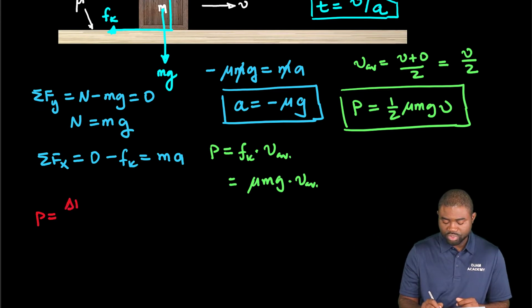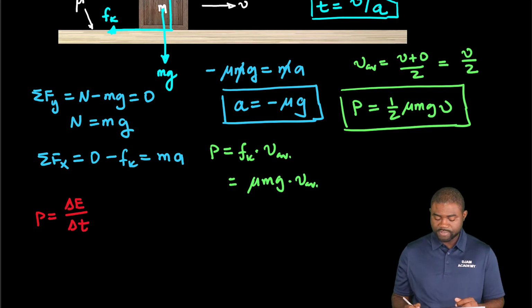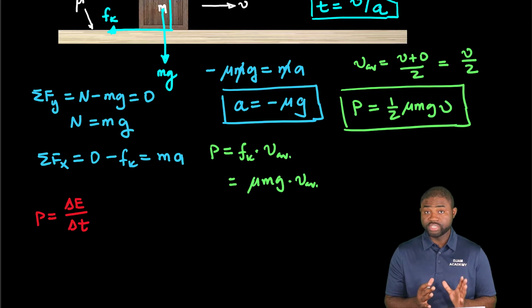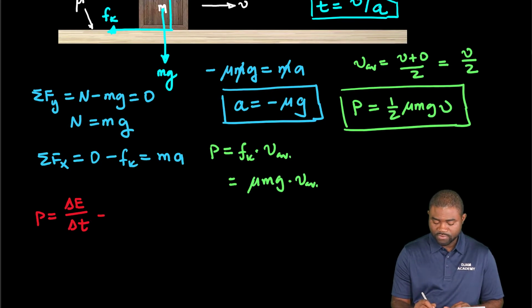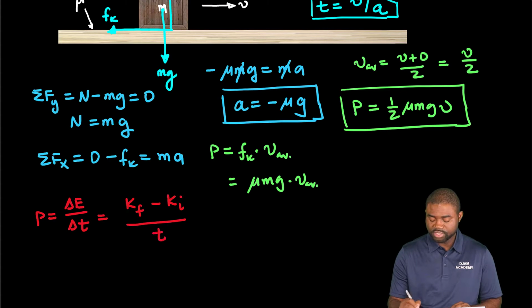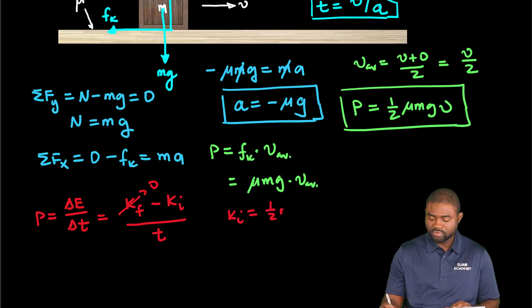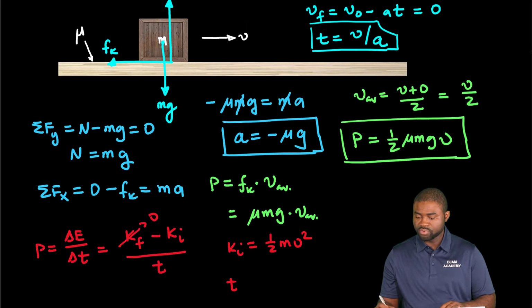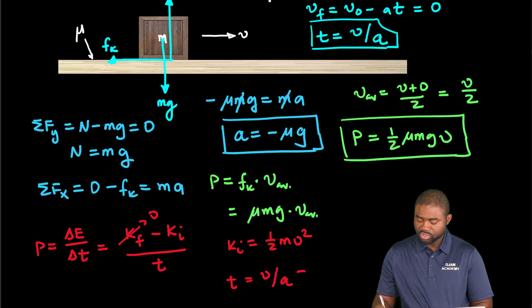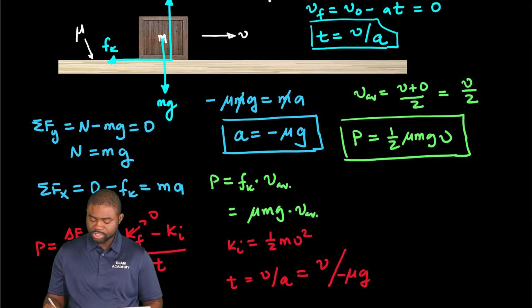Now, for the second method, we can use the fact that the average power P is just equal to the rate at which the energy is transferred, all divided by t. Now, the energy transferred here is the change in kinetic energy. That means that this is equal to the kinetic energy final minus the kinetic energy initial, all divided by t. Now, the kinetic energy final is 0. So what is the kinetic energy initial? KE initial is equal to 1/2 mv squared. But what is t? t, from our calculations above, is equal to V divided by a, which is equal to V divided by negative mu g. So we know the expression for t.